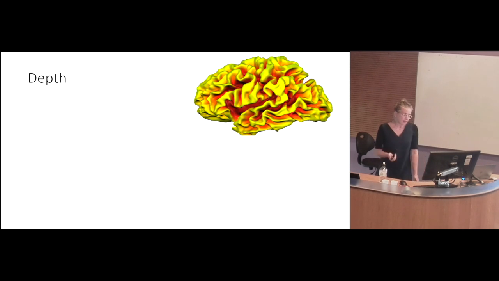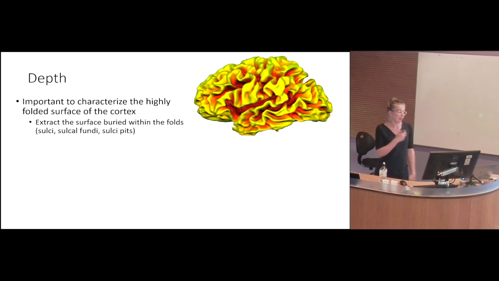So the third one that I wanted to talk to you about is depth. It's arguable that it's really important to characterize the highly folded surface of the cortex. Also because you want to extract that surface which is buried deep inside the folds of the brain, for example, your sulci pits and your fundi. Pits are the very bottom of the sulcus.